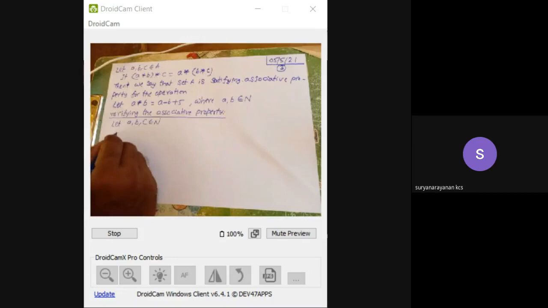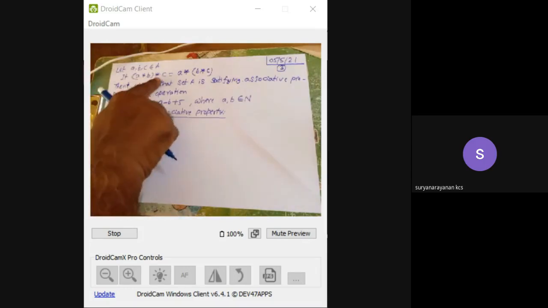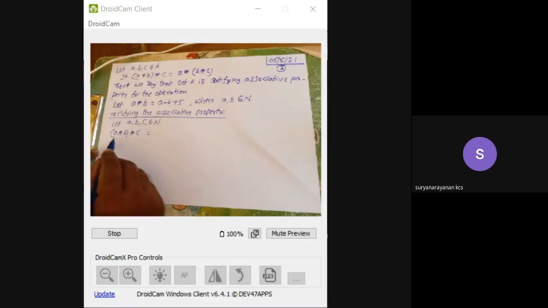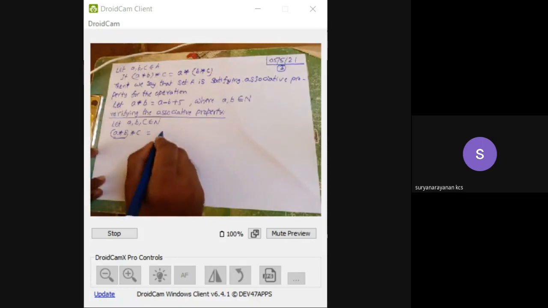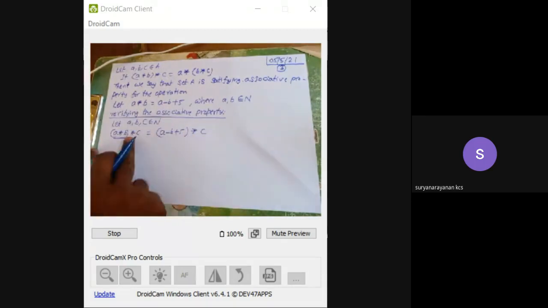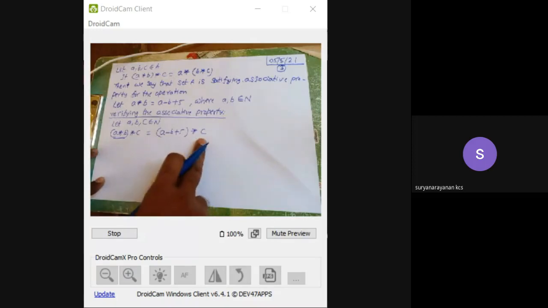Now let us take A star B star C and find this LHS value. First, let us write the value of A star B in brackets. What is A star B here? A minus B plus 5, sir. Very good, my dear Blessina. A minus B plus 5. I have written this value, A star B value, star C. Understood this step, my dear children?